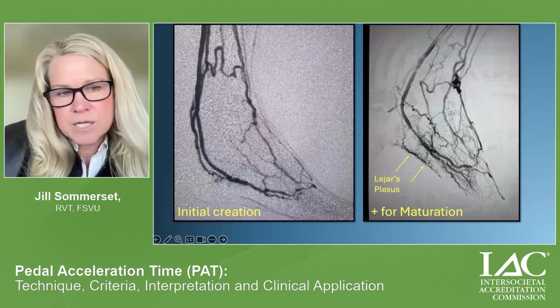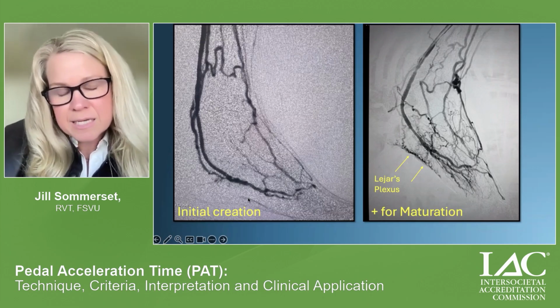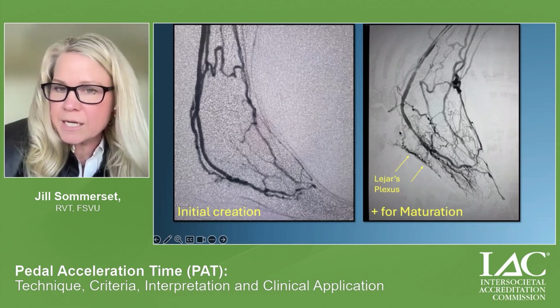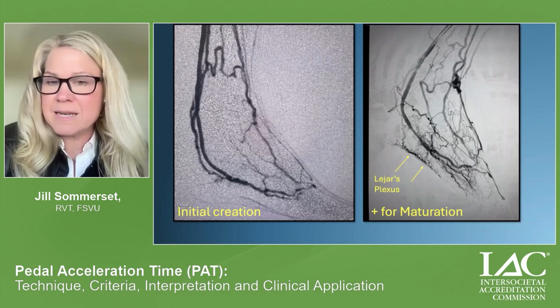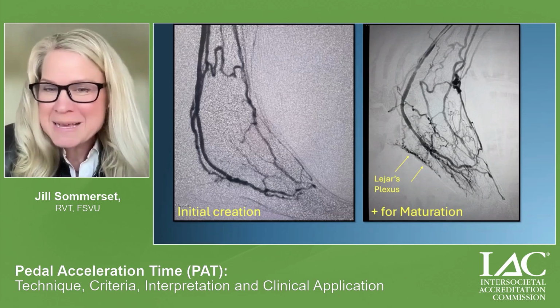And this is what the initial angiogram looks like. This space right here between the skin line and the lateral plantar vein is the Lejars plexus. And if we were to do an angiogram 6 weeks later, we would see this new neovascular network that is now present after a DVA. And this is why DVA works.